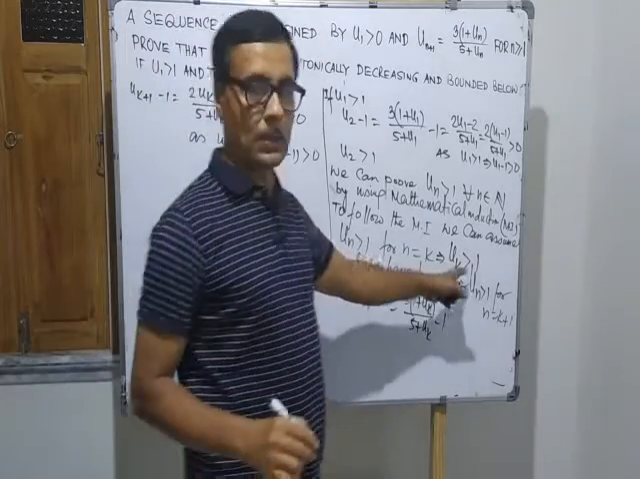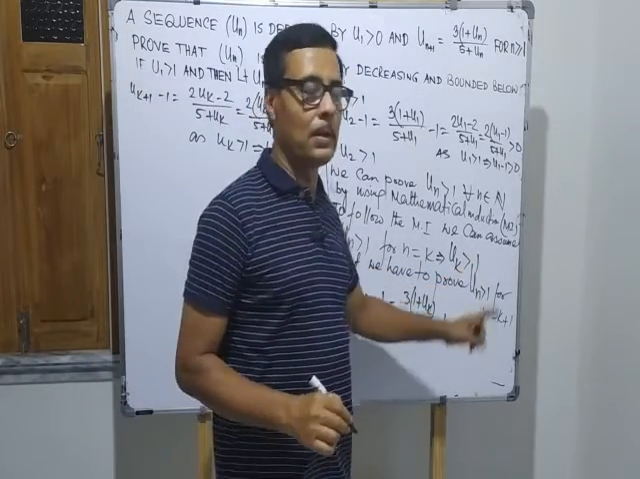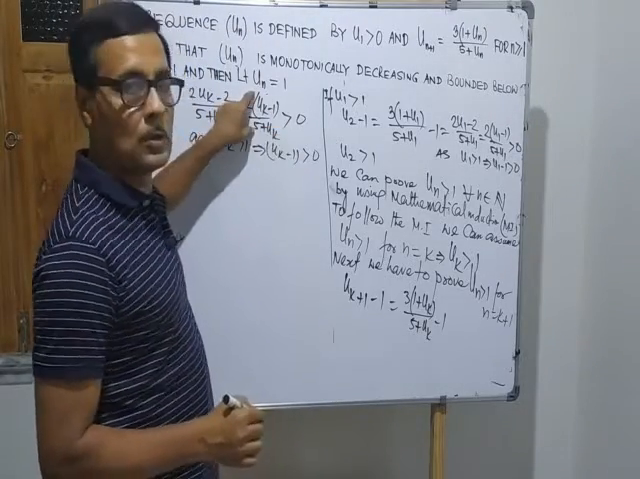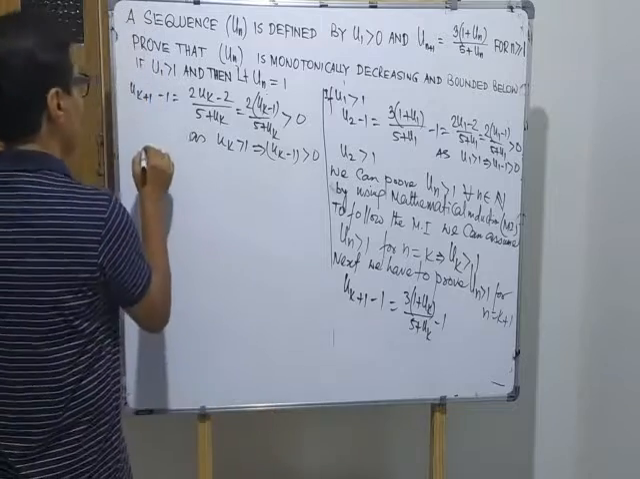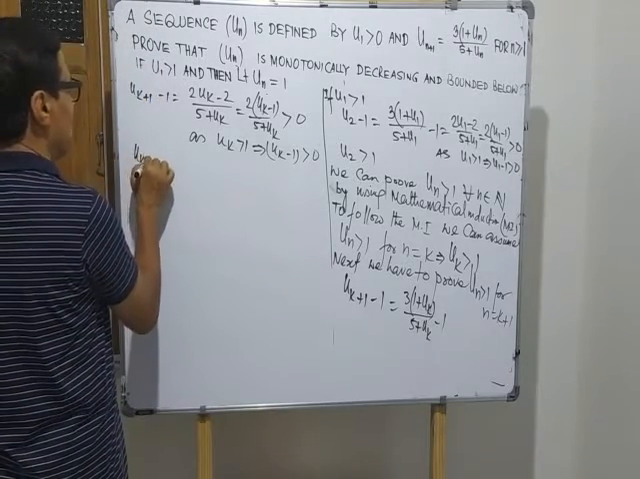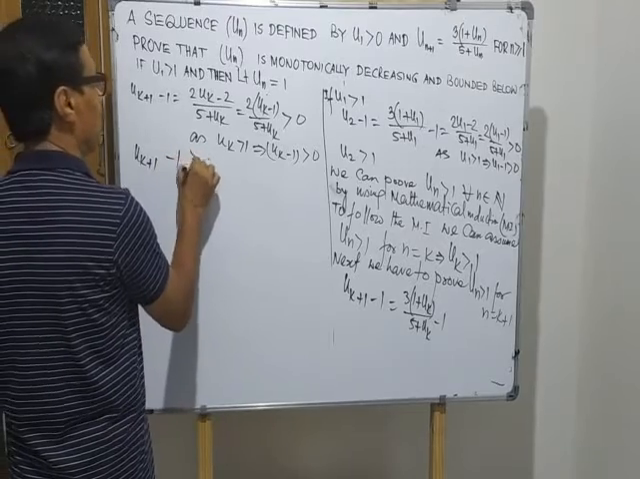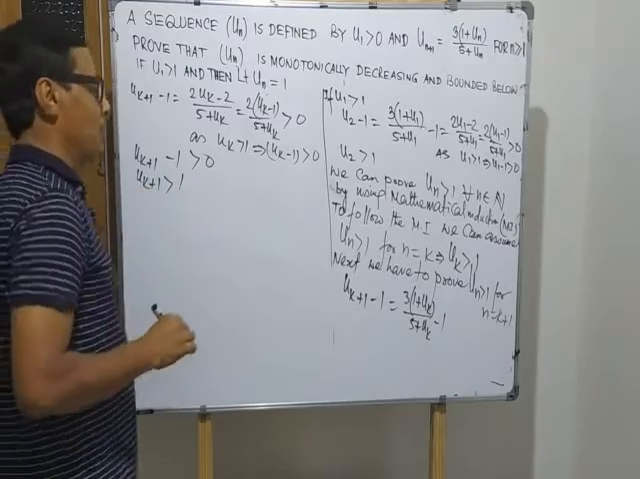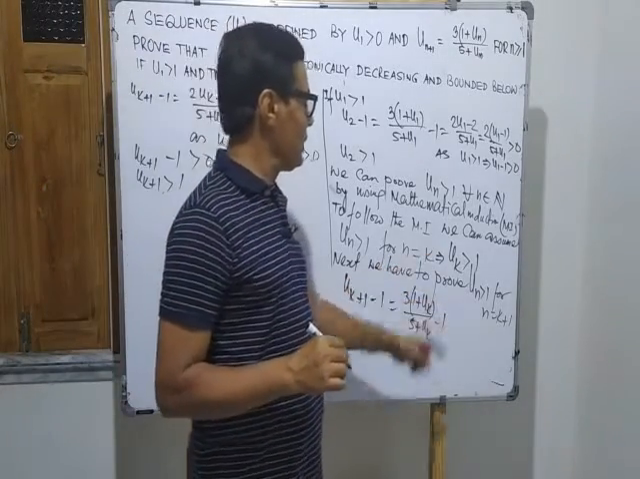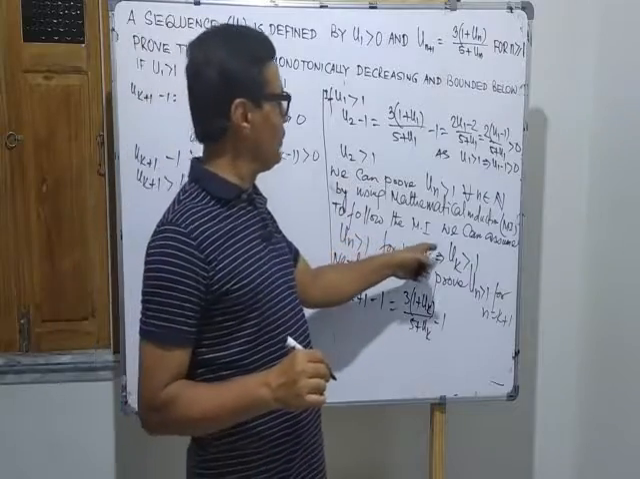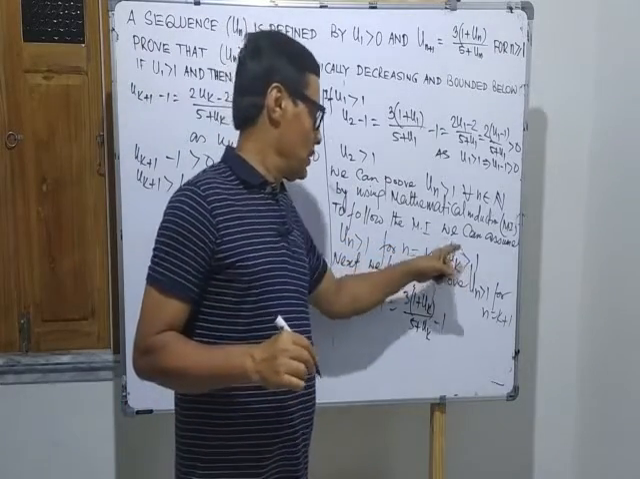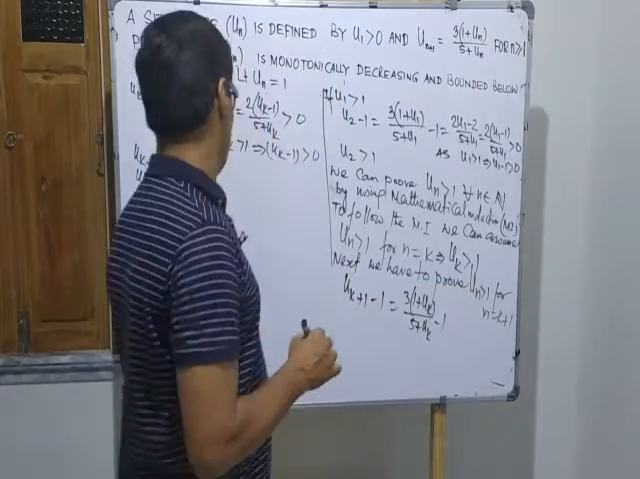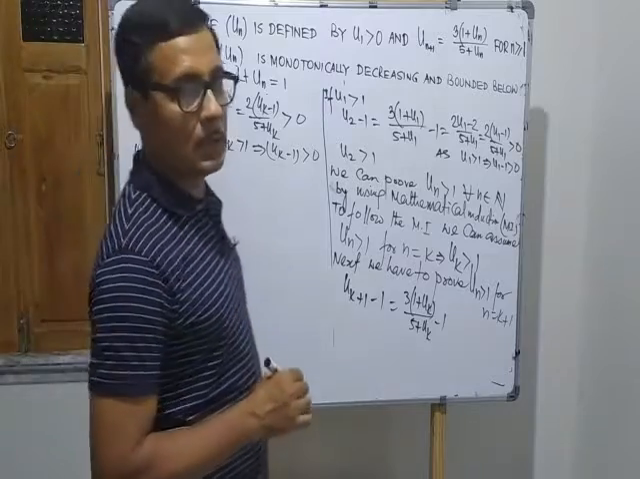We have assumed u_k greater than 1. So, u_k minus 1 greater than 0. So, as u_k minus 1 greater than 0, this term is also greater than 0, that is u_(k+1) minus 1 greater than 0, that is u_(k+1) greater than 1. So, we have proved u_(k+1) greater than 1. We have assumed u_k greater than 1. Next, we have proved u_(k+1) greater than 1. This is the method of mathematical induction.